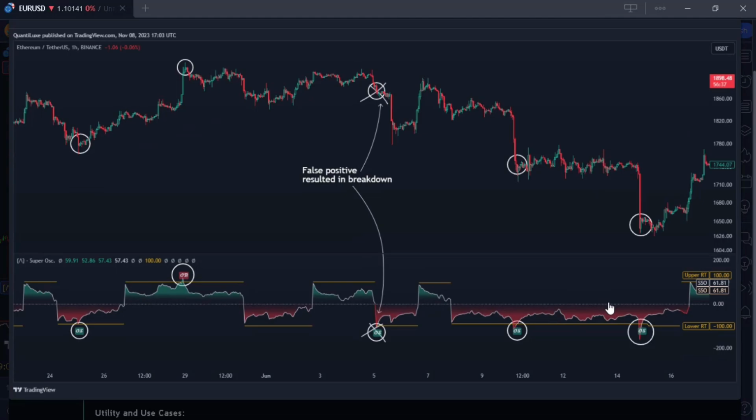Reversion signals are generated when the oscillator crosses above or below the reversion tracer. These signals indicate potential mean reversion opportunities for trend breakouts.